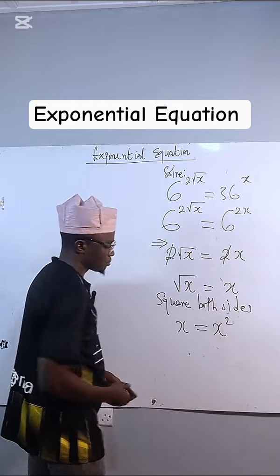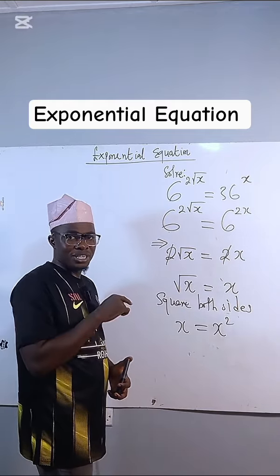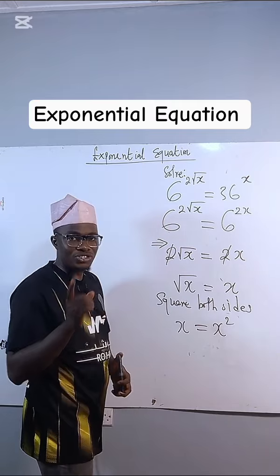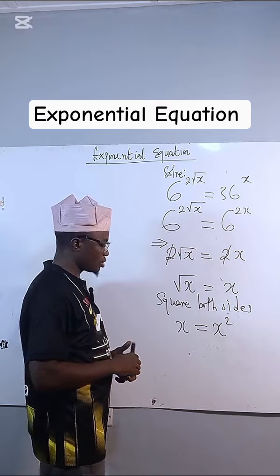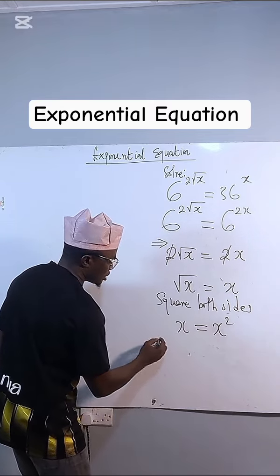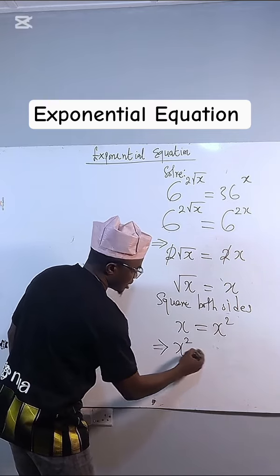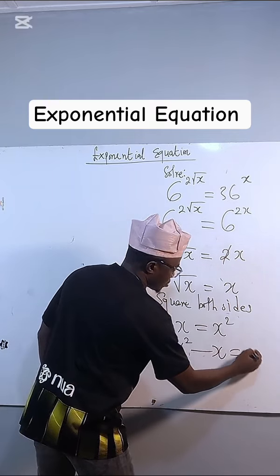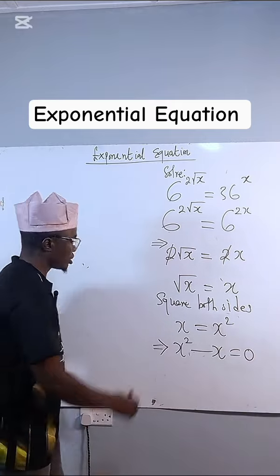x squared. Now, the majority of students make a mistake here by dividing through by x. Please don't do that. If you do that, you are going to miss a solution. So what you need to do here, since we have x squared here and x here, is rearrange by writing x squared, take this to this side, minus x, then everything equals 0.